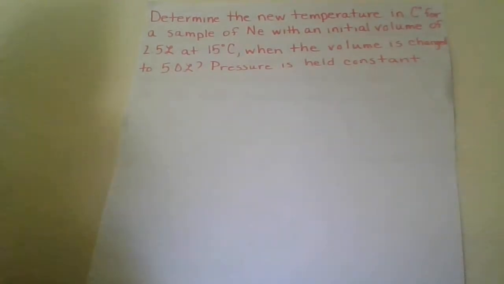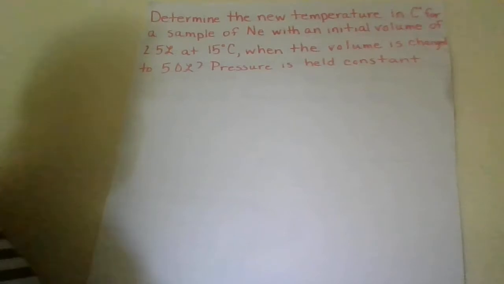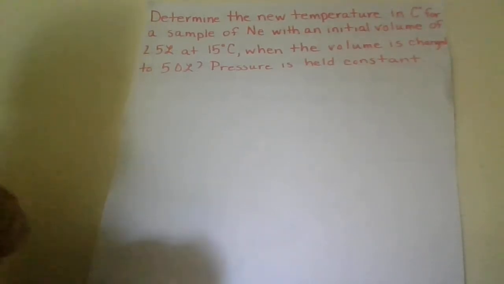Determine the new temperature in degrees Celsius for a sample of neon with an initial volume of 2.5 liters at 15 degrees centigrade, when the volume is changed to 5 liters, pressure is held constant. So let's go ahead and take a look at what variables we have.